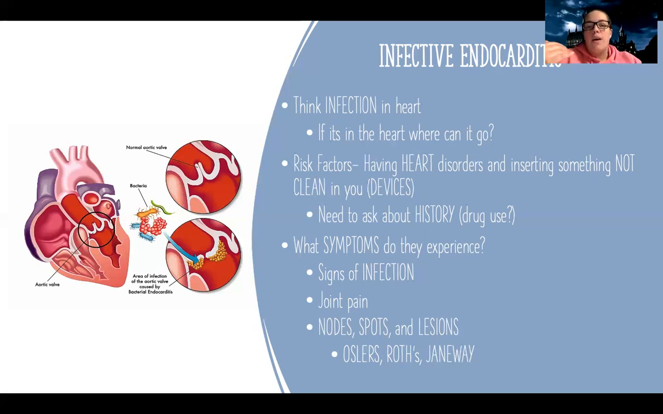Something that's different about infective endocarditis is that there's all this bacteria getting spewed out from the heart to the rest of the body, and this bacteria lodges in different areas and causes nodes to form, spots to form, and lesions to form. These are literally pieces of bacteria clogging your circulation, and it can be very painful and uncomfortable.